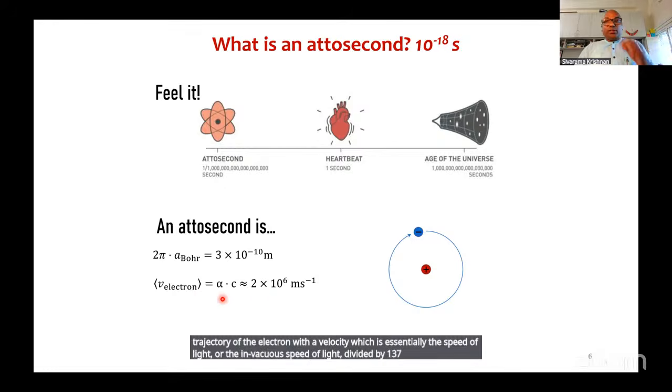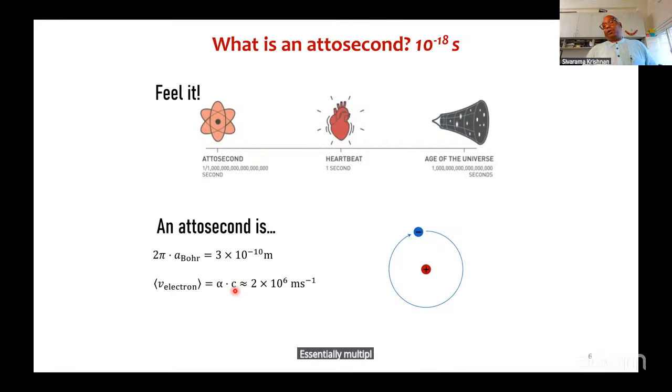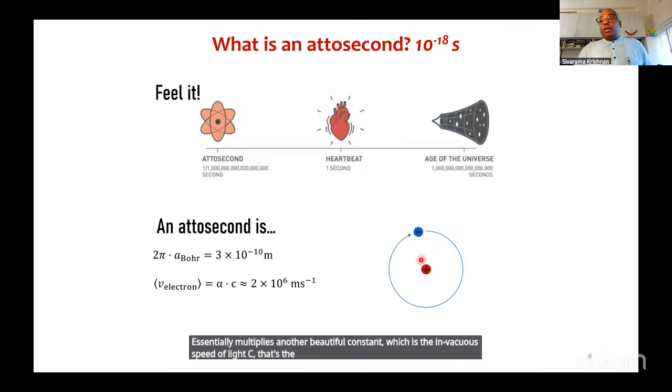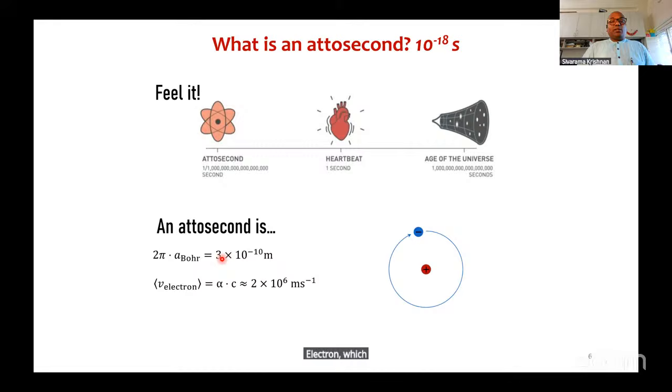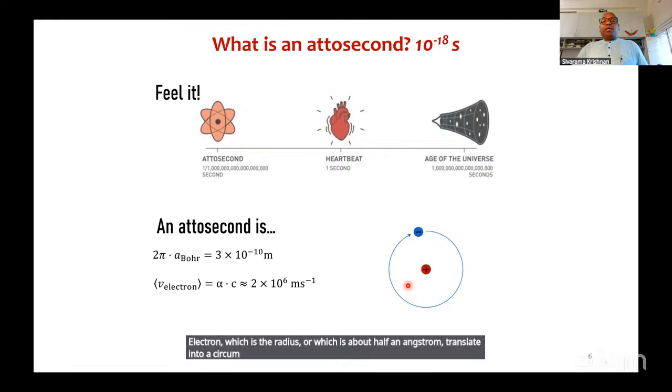So alpha, the fine structure constant, which is a beautiful number, constant in this universe, essentially multiplies another beautiful constant, which is the in vacuo speed of light c. That's the velocity of the electron. You don't need to solve too many equations for this. You can essentially deduce this even before one solves sophisticated equations, on the back of an envelope. As we can also the Bohr orbit of the electron, which is the radius, which is about half an angstrom, translating to a circumference of about 3 angstroms, an angstrom being 10 to the minus 10 meters.